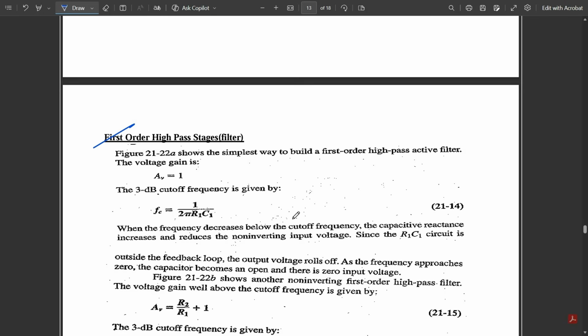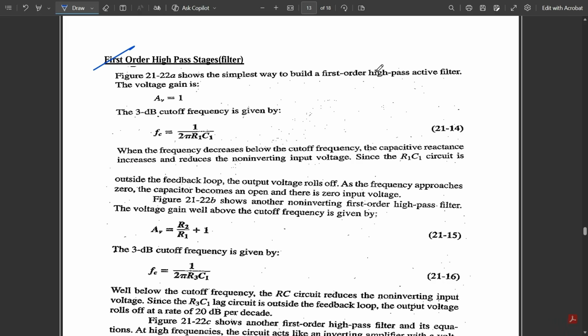The first figure shows the simplest way to build a first order high pass active filter. Here in this case, the voltage gain is again equal to 1. The 3 dB cutoff frequency is the same, that is 1 by 2 pi R1 C1. Here, when the frequency decreases below the cutoff frequency, the capacitive reactance increases and reduces the non-inverting input voltage. Since R1 C1 is outside the feedback loop, the output voltage rolls off.